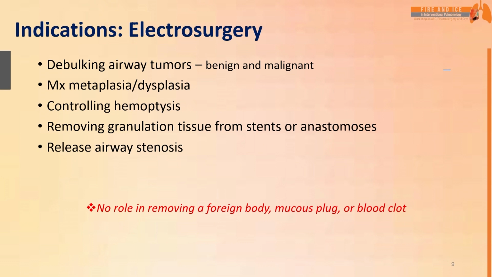So, what are the indications of electrosurgery? First and foremost, this is the debulking of airway tumors, both benign and malignant lesions, treatment of metaplastic and dysplastic changes, control of hemoptysis, removal of granulation tissue from stent or anastomosis, and release of airway stenosis. You should keep in mind that there is no role of removal of foreign body, mucus plug, or blood clot by using electrocautery.